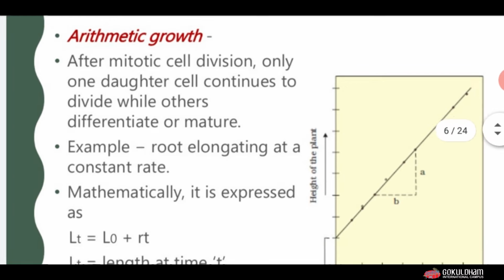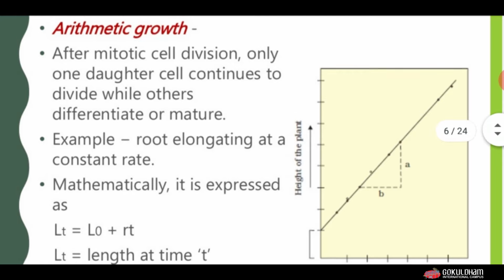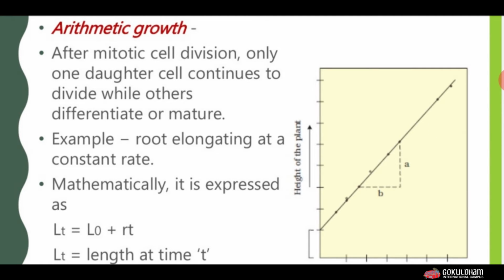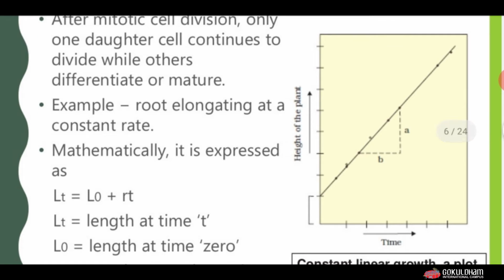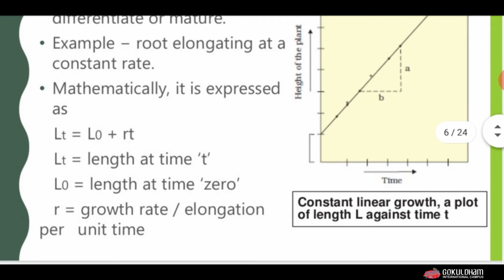First one is arithmetic growth. After mitotic division, only one daughter cell continues to divide while the other differentiates and matures. Means in arithmetic growth, the cell divides and produces two daughter cells; out of the two, one cell continues to divide and the other differentiates and matures into a new permanent cell. For example, root elongation at a constant rate. It is mathematically expressed by Lt = L0 + rt. Here Lt is length at time t, L0 is length at time 0, and r is the growth rate, or elongation per unit time.